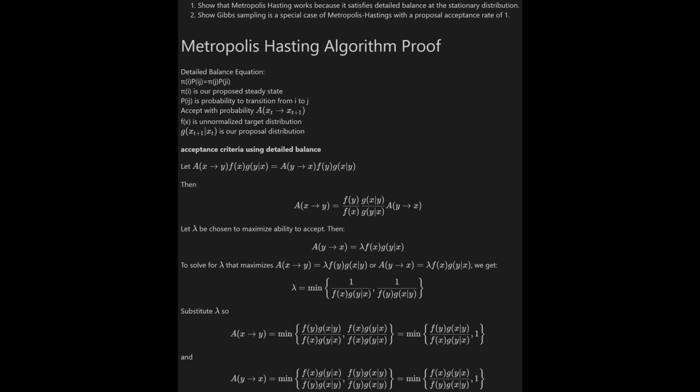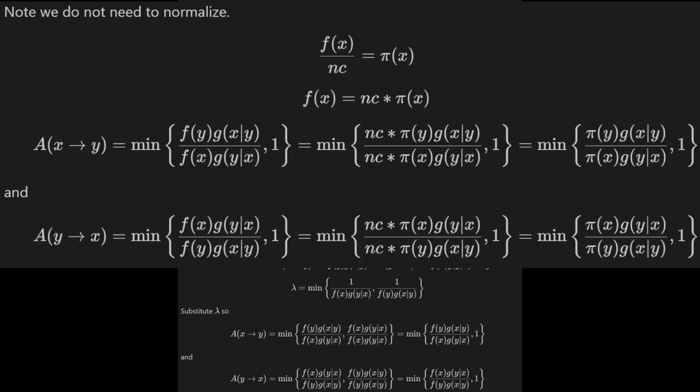Pi is our proposed steady state, P is our transition probability, F is our unnormalized target distribution, G is our proposal distribution. We choose lambda to maximize either acceptance, which is equivalent to minimum of 1 over either F times G. Substituting lambda back, we have our two acceptance criteria. Notice that we do not need to normalize since we are taking a ratio of F. When the ratio is greater than 1, acceptance ratio becomes 1.